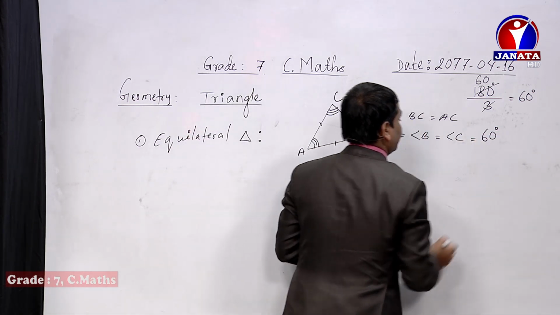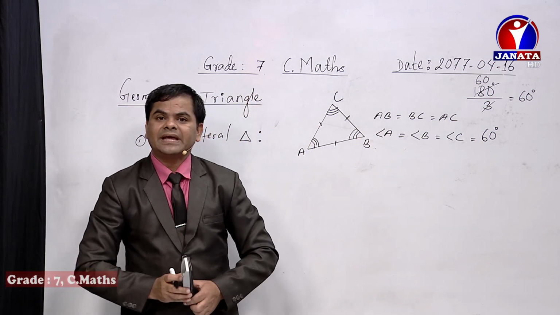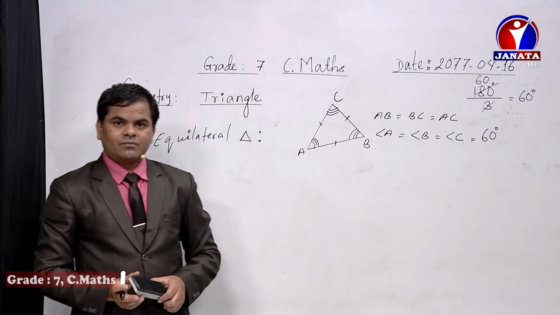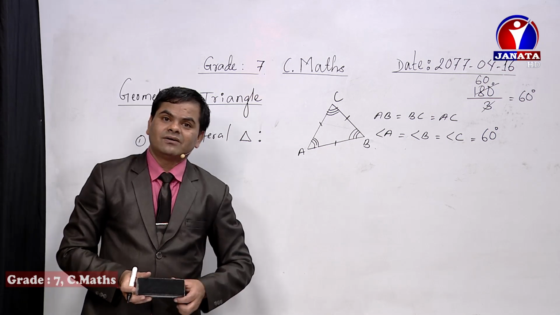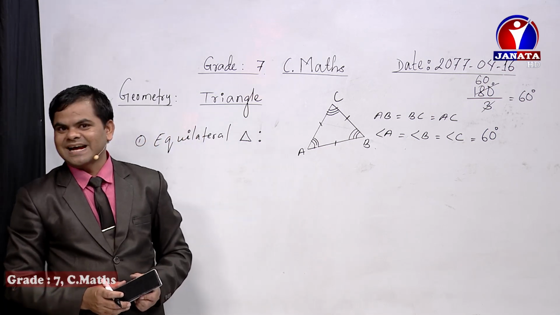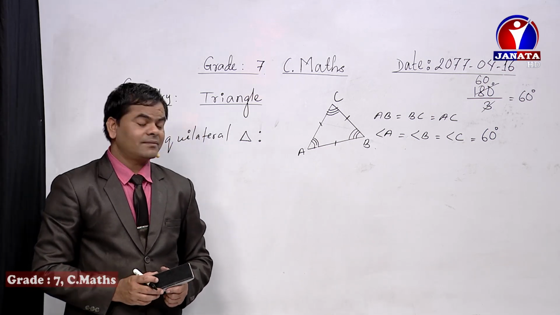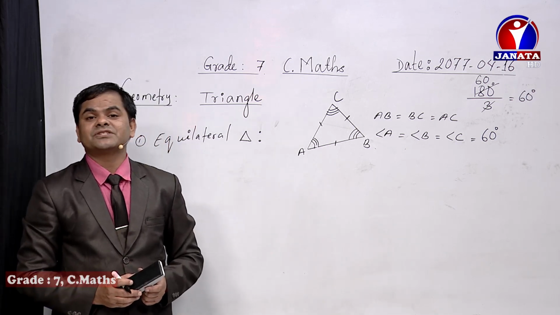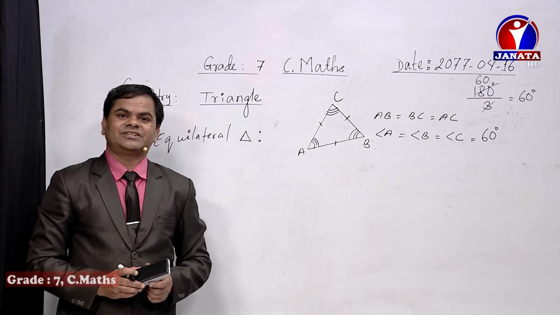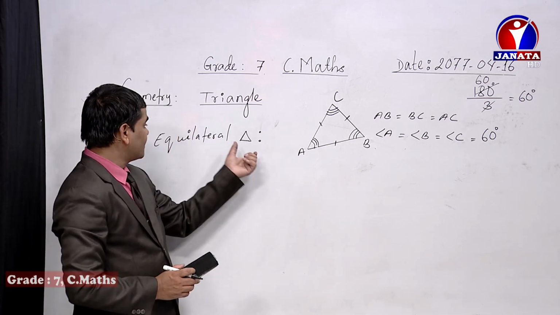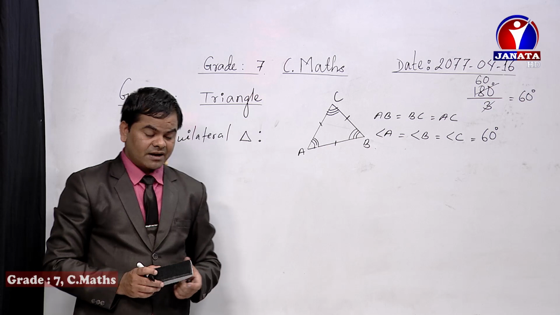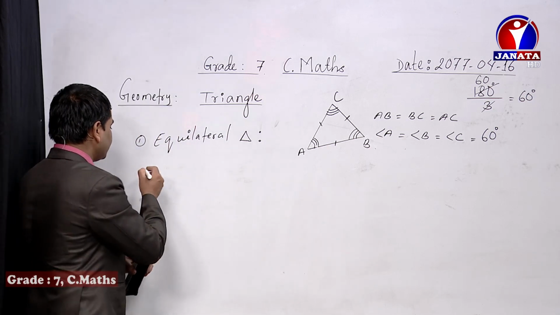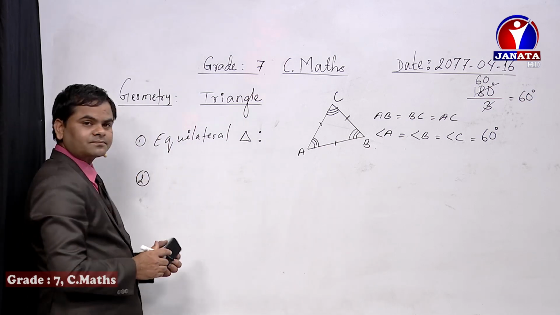So those are the main two properties of equilateral triangle. What type of triangle is an equilateral triangle? A triangle whose all sides are equal and all three angles are equal, each angle measuring 60 degrees. That type of triangle is known as equilateral triangle. So let's focus on another type of triangle, dear student.